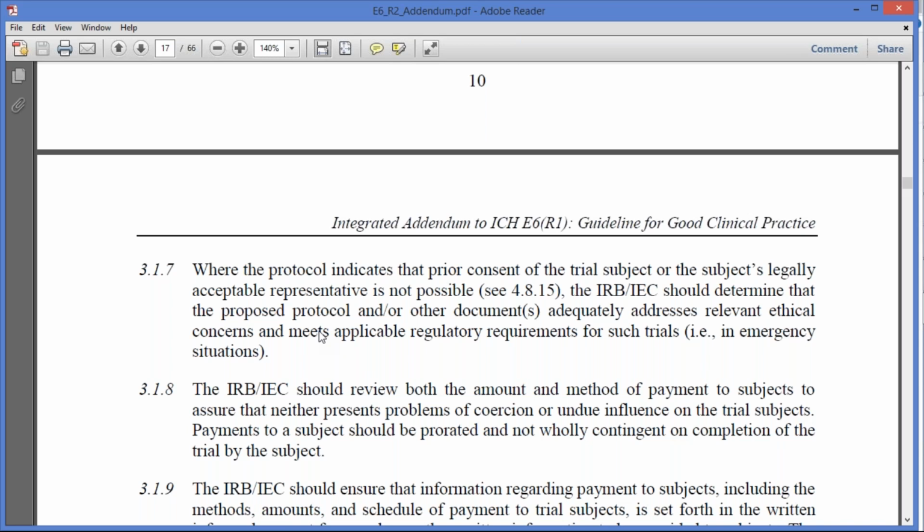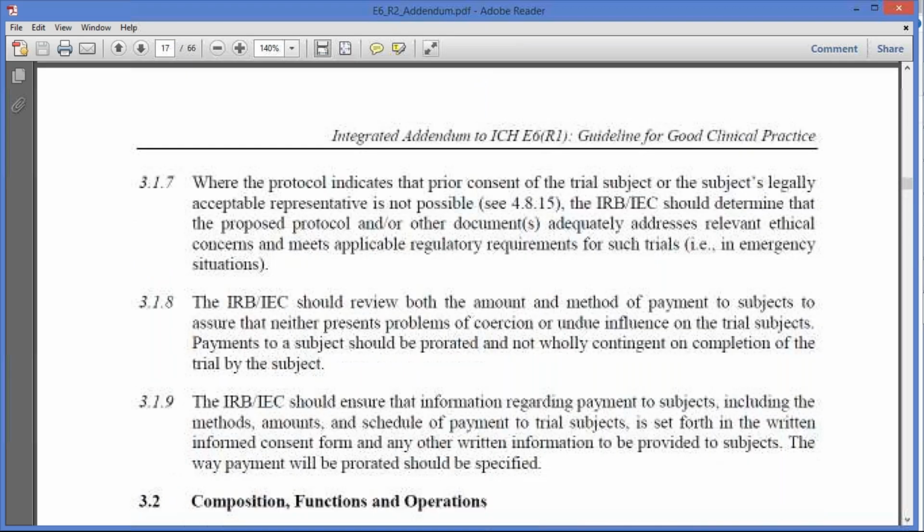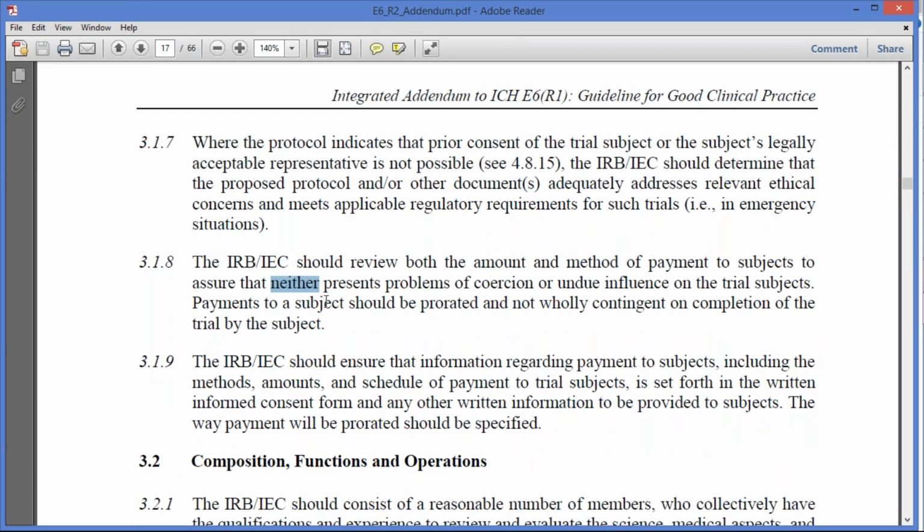IRB should review both the amount of payment and the method of payment to the subjects, to assure that payment is prorated. So IRB should ensure the information provided to the subject regarding the payment includes methods of payment, amounts of payment, and schedule of payment to the subjects.